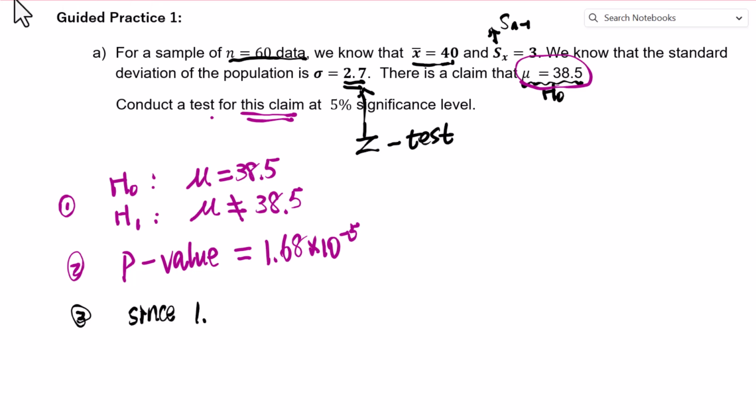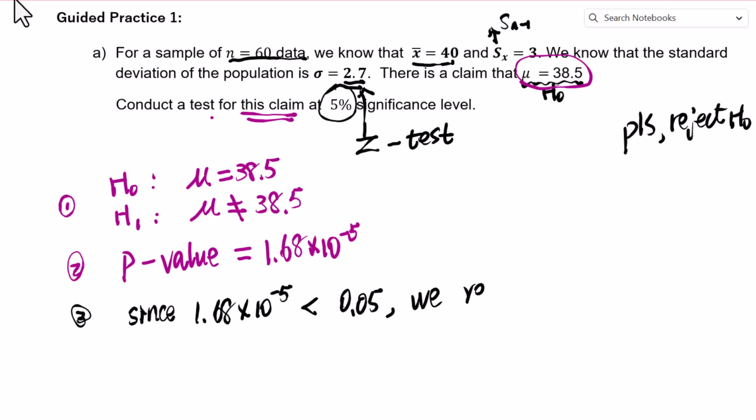Third step, we can draw the conclusion. Since p-value 1.68 times 10 to the negative 5th power, alpha is 0.05. It's less than 0.05. Please reject HO. We reject HO. Then rewrite H1 at the given significance level.